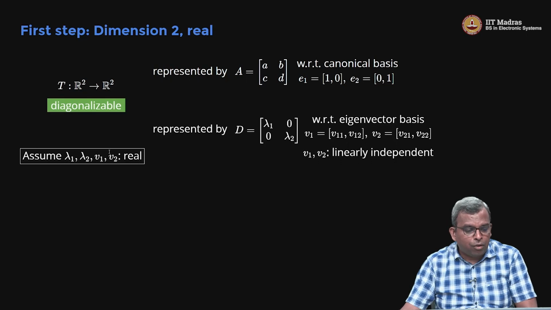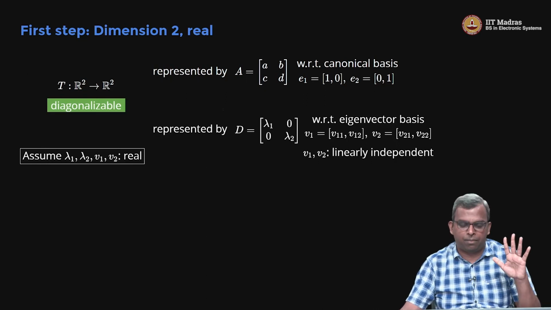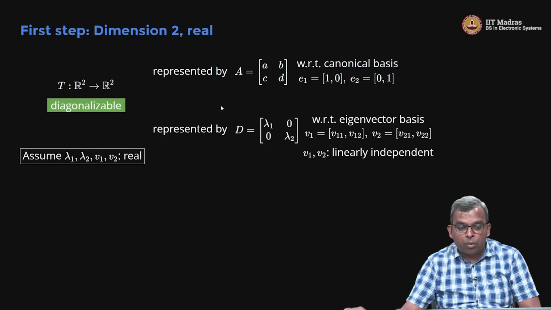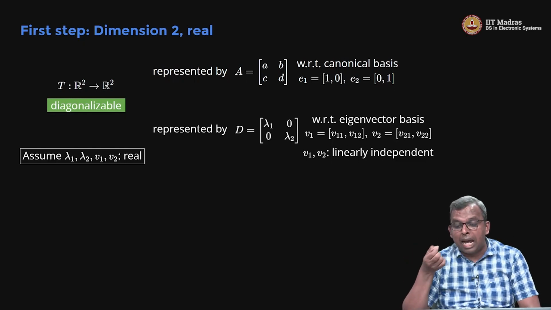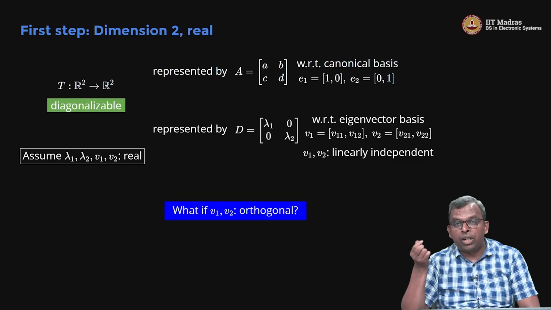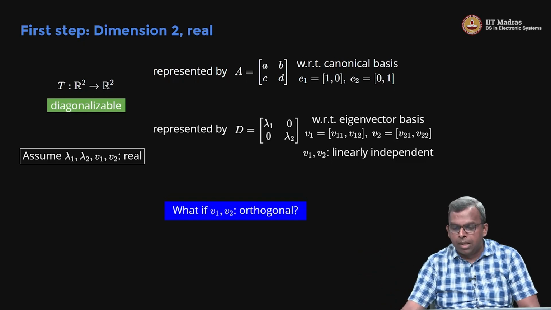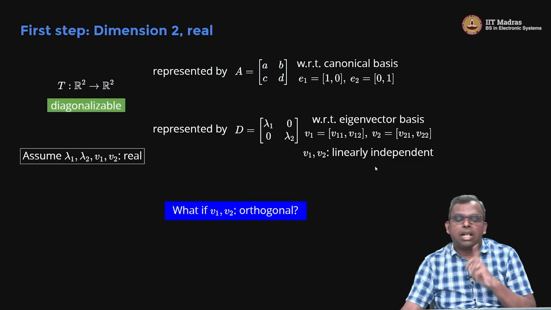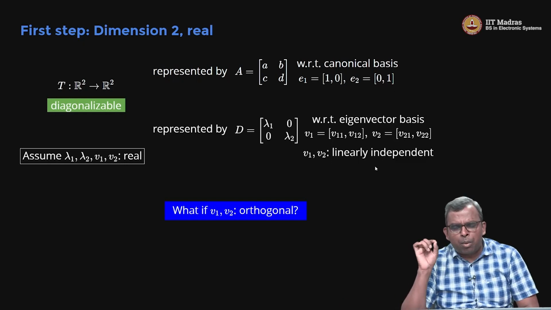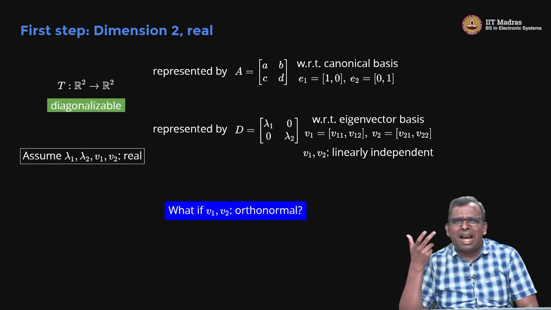Okay. And again, to begin with, to keep things simple, we will assume lambda 1, lambda 2 are real, V1, V2 are real, everything is real, T is from R2 to R2, no complex numbers involved here, right. Okay. So, now I am going to gently ask this question, what happens if V1, V2 are orthogonal? Okay. Now, not just linearly independent, but V1, V2 are orthogonal. What happens then?